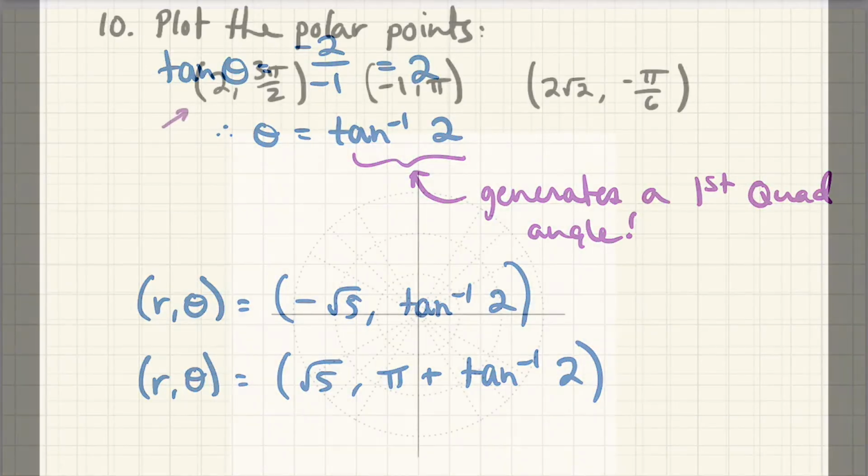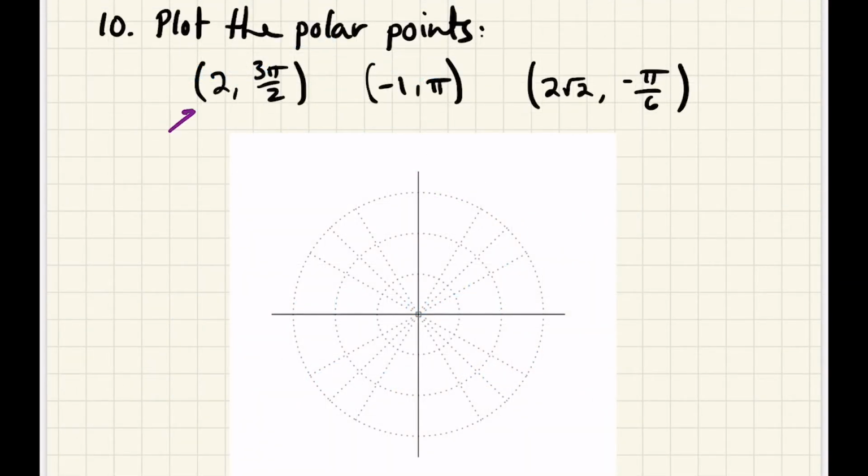Now why don't we call these A, B, and C. And so we'll start by plotting A. We first point ourselves in a direction of 3 pi over 2, which is this way right here. And we're going to move 2 units in that direction from the origin. So that would be 1, 2 right here. So there's point A. All right, good.